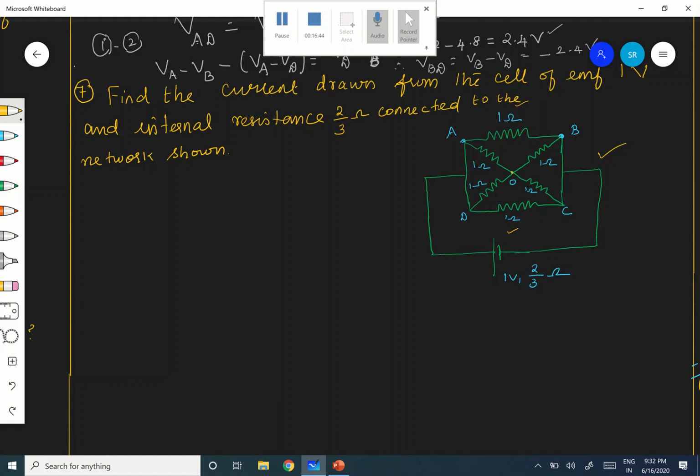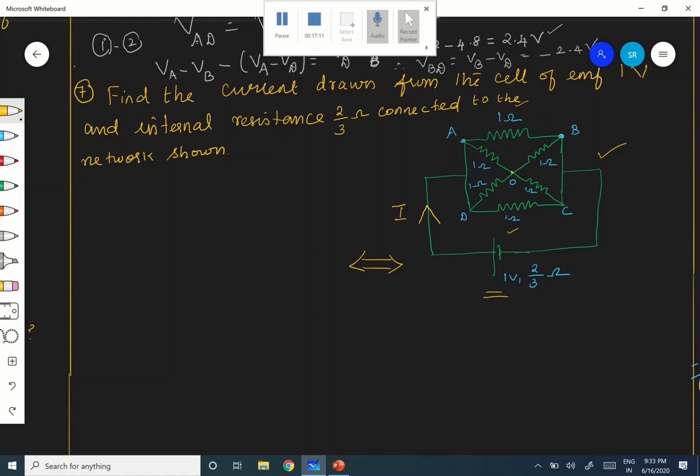Here C is connected. Therefore, how to solve? It is 1 volt, 2/3, everything is given. This potential difference is 1 volt. It has internal resistance that is 2/3. Therefore, you are asked to find out the current, let it be I. That you have to find out. First, you draw the equivalent circuit for this.